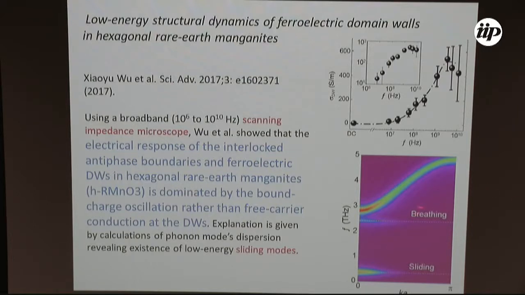The next slide shows calculations performed in the same study. This is a calculation done by Sergey Artyukhin. What he did, he presented a model for rare earth manganites, and by using that model, he calculated the dynamical matrix and found all modes in this system. And there are breathing type modes, which are of relatively high frequency, but look here, there is a very low frequency mode, which he called the sliding mode, which corresponds to sliding of the domain wall.